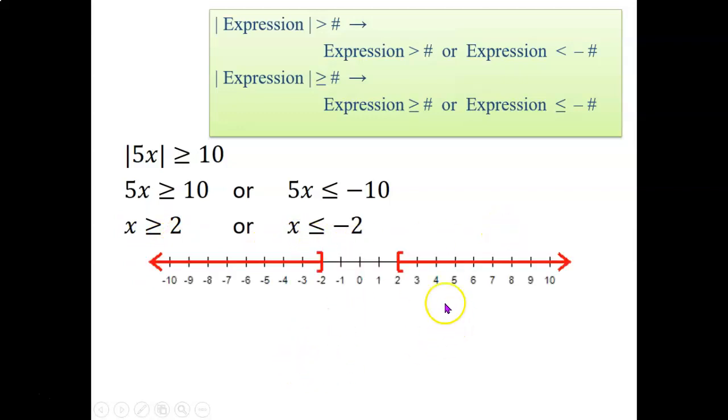So here we are on the number line. X could be anything that's greater than or equal to 2, or anything that's less than or equal to negative 2. In interval notation, these are 2 separate pieces, but we take both of them together to make up the solution set. So this would be the interval from negative infinity up to and including negative 2, together with, or union, the interval starting at 2, including 2, and going up to infinity.